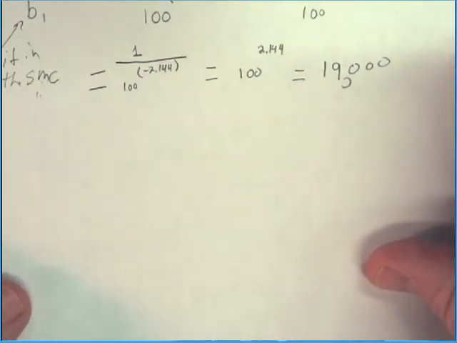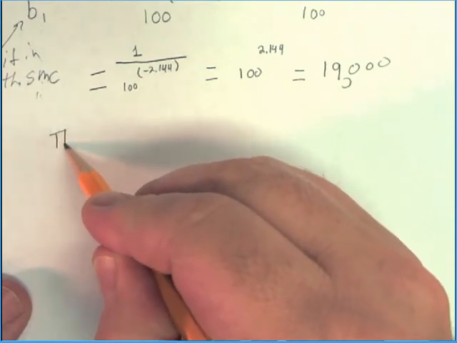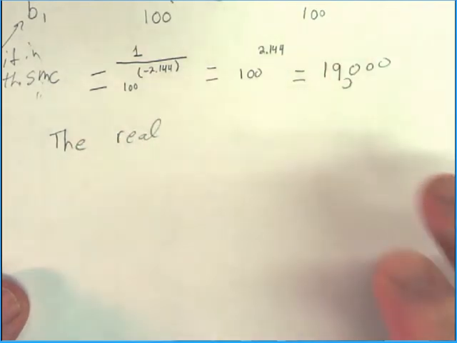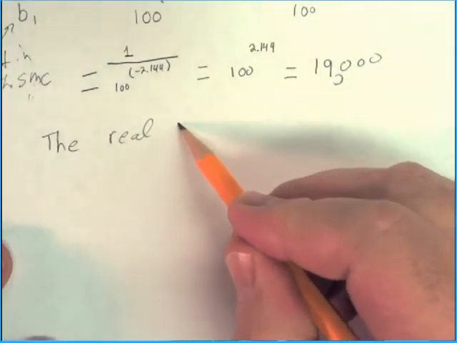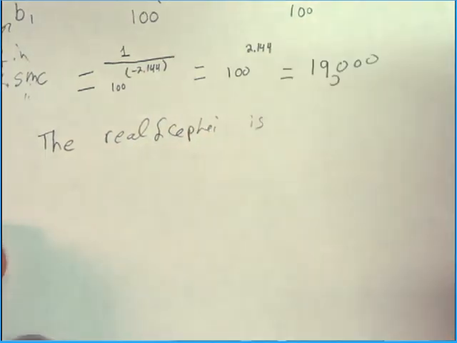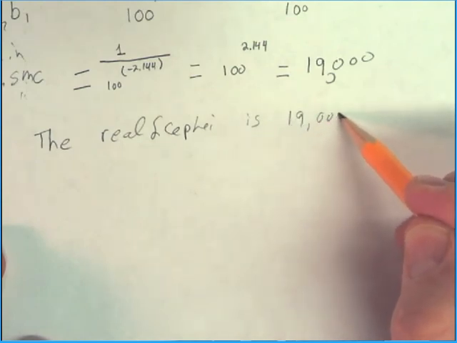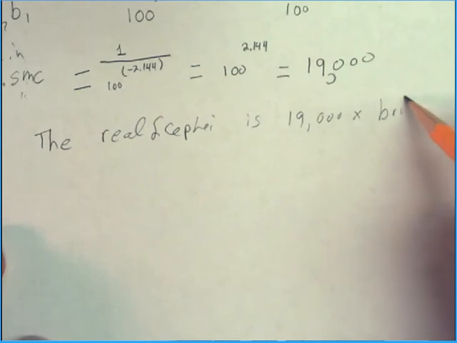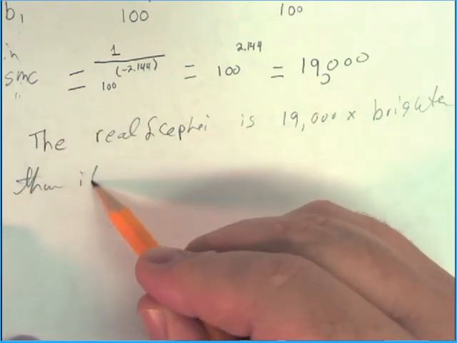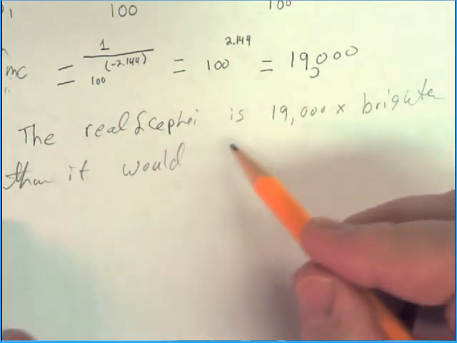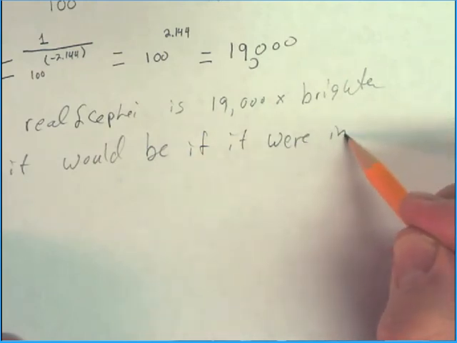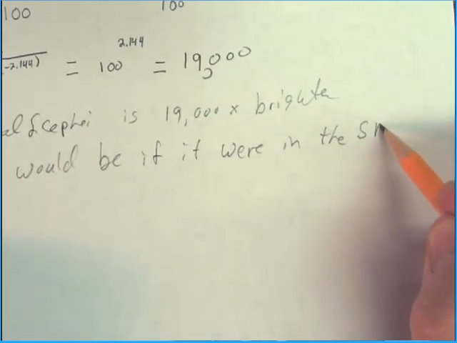So my final answer is the real Delta Cephei is 19,000 times brighter than it would be if it were in the small Magellanic Cloud.